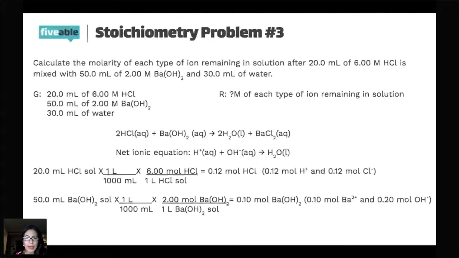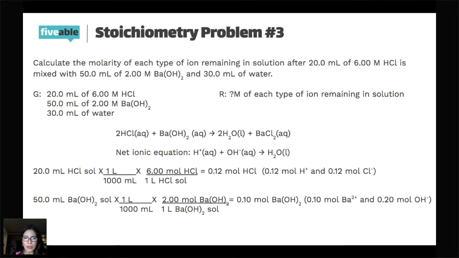Once we have moles, we have to consider again the ratio. So hydrochloric acid is in a 1-to-1 ratio, and barium hydroxide is in a 1-to-2 ratio. So we did as in the beginning, and now we have the molarity of each of the ions in the initial solution.